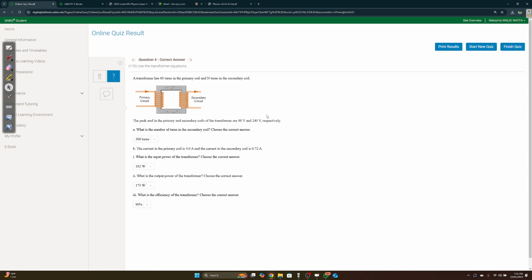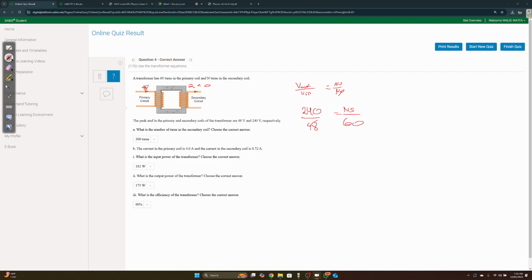Question 4. Use the transformer equation. A transformer has 60 turns in the primary coil and N turns in the secondary coil. The peak EMF in the primary and secondary coils are 48 and 240. So here you had 48, here you had 240. They want us to find the number of turns in the secondary coil. Remember, the formula is V out over V in is equal to NS over NP. V out is 240, V in is 48, NS we don't know, and NP is 60.